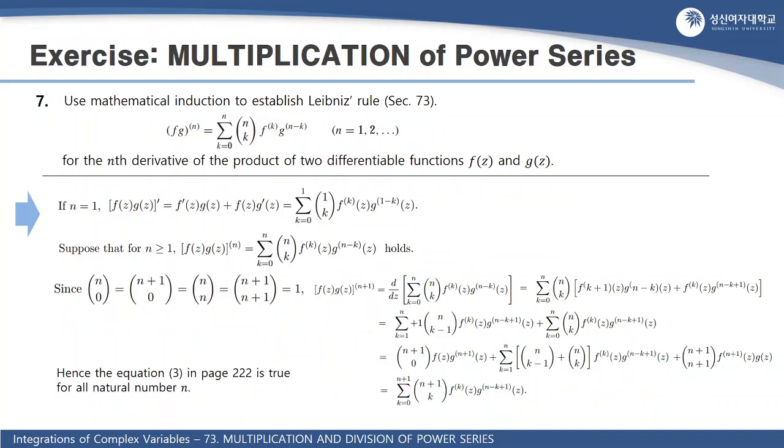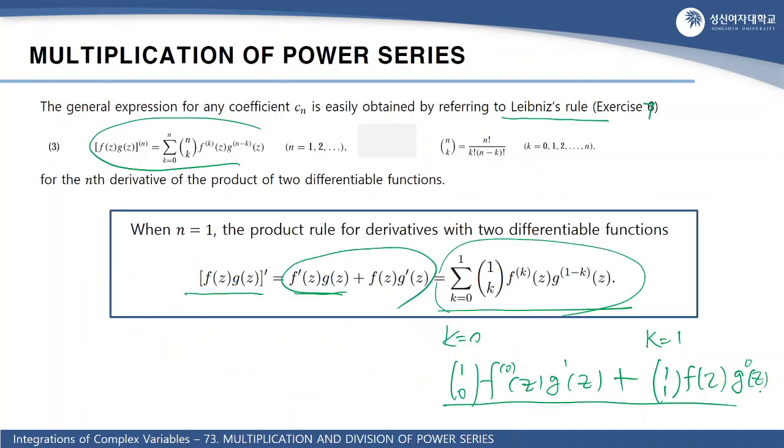So if n is 1, we are going to use mathematical induction. First, we check the case when n is 1. The derivative of f(x) times g(x) is equal to f'(x) times g(x) plus f(x) times g'(x), which is equal to this. We already checked it previously here.